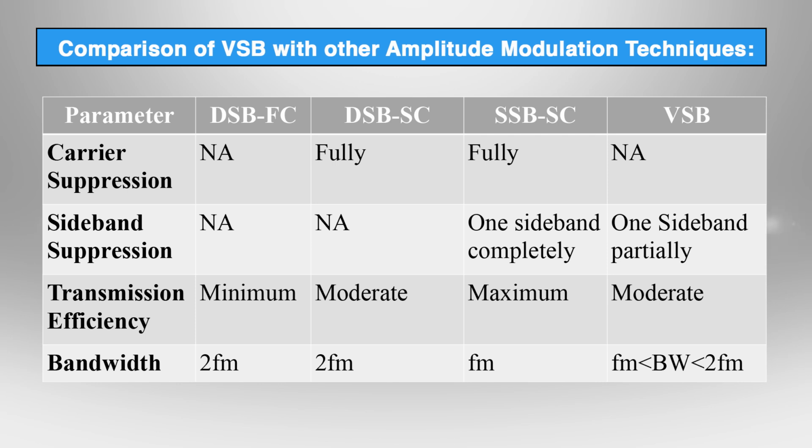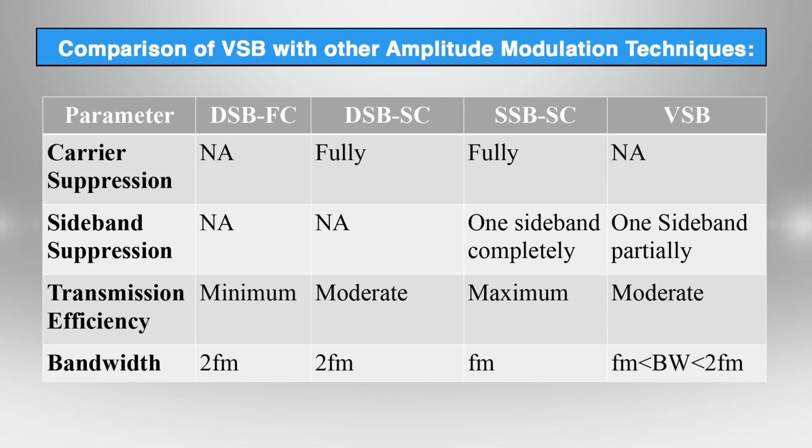The second comparison is that there is no sideband suppression in double sideband full carrier and double sideband suppressed carrier, but one sideband is completely suppressed in single sideband, and one sideband is partially suppressed in vestigial sideband. The transmission efficiency is minimum in double sideband full carrier, moderate in double sideband suppressed carrier and vestigial sideband, and maximum in single sideband modulation.